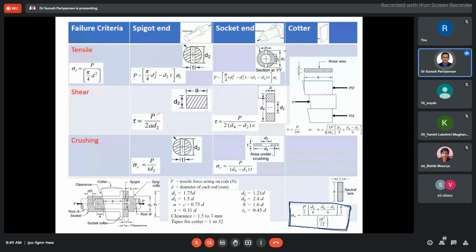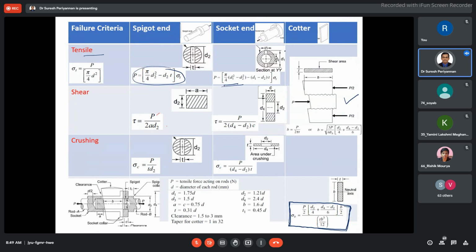Briefly, we have given all the concepts in a single page. This is a tensile failure in the spigot end, what we discussed. This is the tensile failure in the socket end. This is shear failure in the cutter.